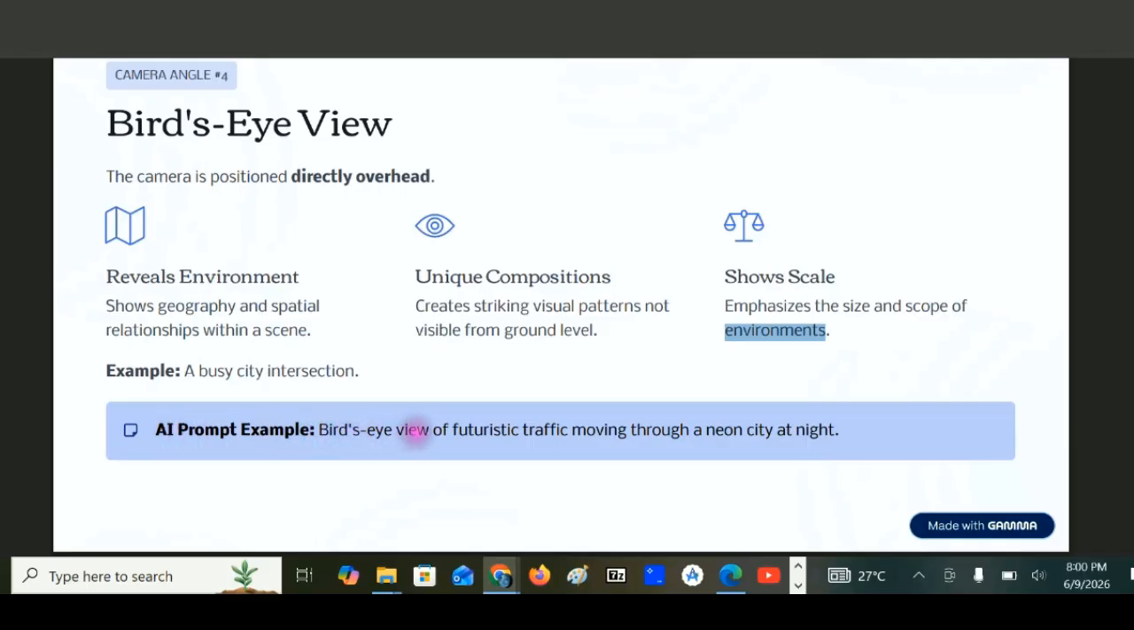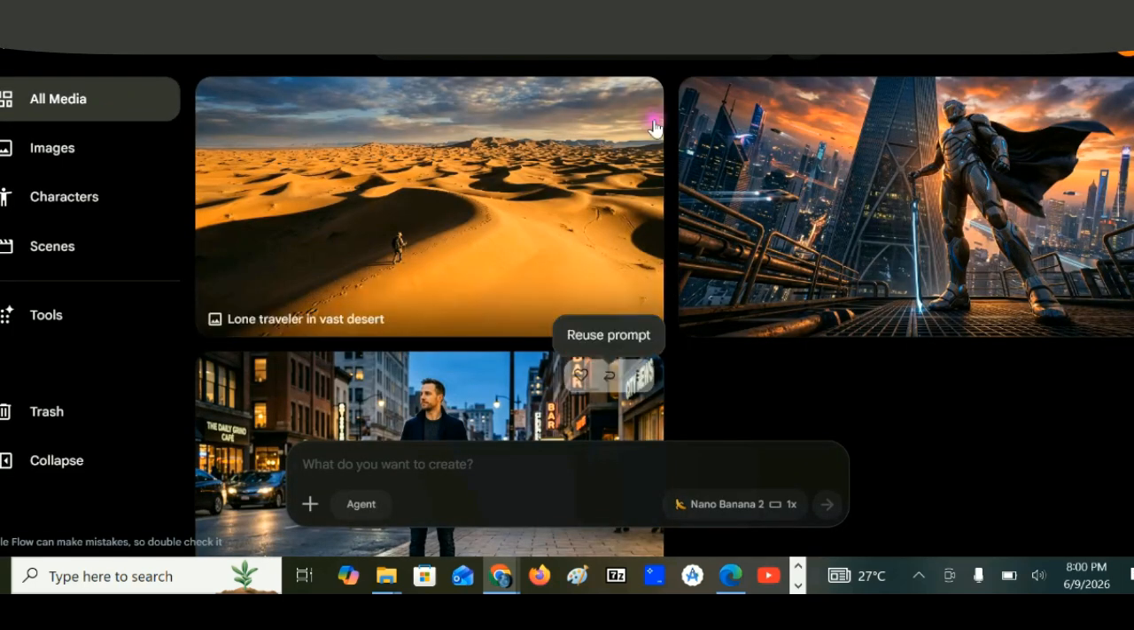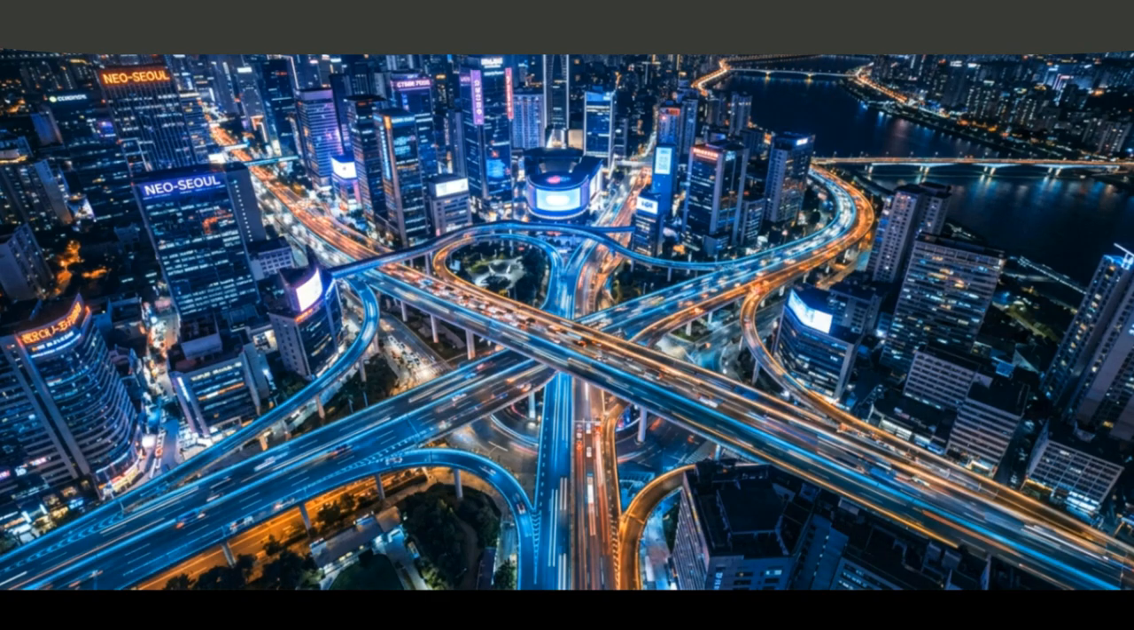This is the prompt: bird's eye view of futuristic traffic moving through a neon city at night. So let's prompt it and see how it looks.